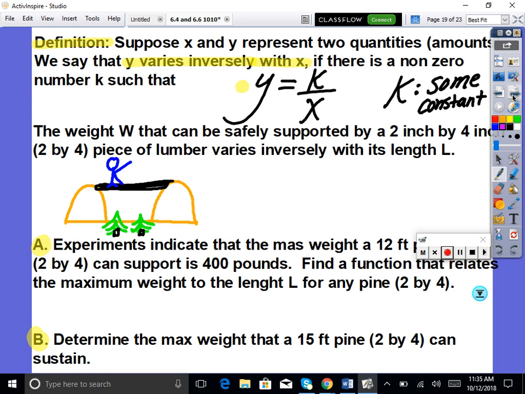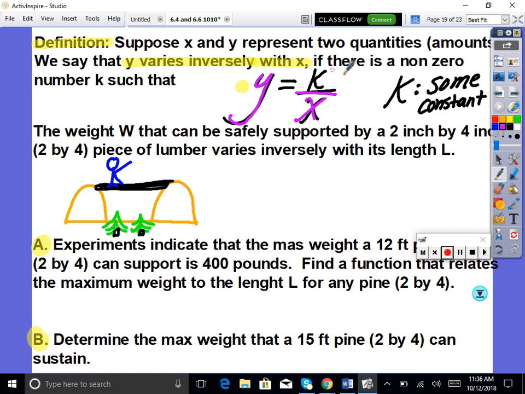So it says right here, suppose X and Y represent two quantities. X and Y just means two amounts. And if we have this formula, it's saying that Y varies inversely with X. So basically, they're not going to give you that formula. They're going to say Y varies inversely with X, and you have to know to set it up this way. So everybody look. Y varies inversely. The word inversely is divide, and then with X.